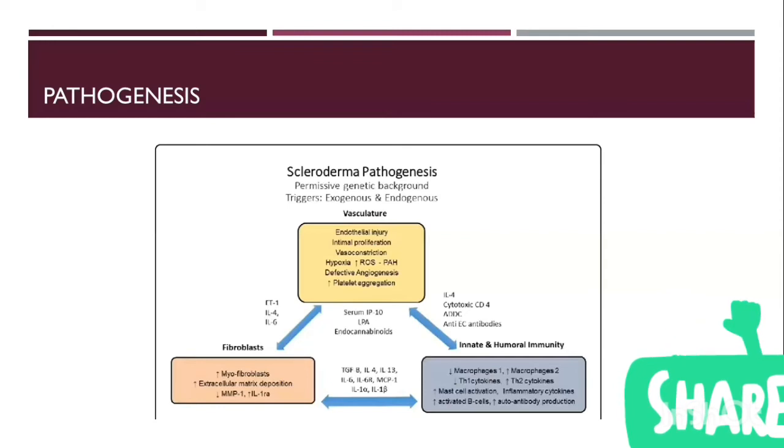There are two types of scleroderma. One is localized and other is systemic. Localized only affects skin, and in systemic, there is widespread inflammation all over the body. It affects the multiple systems of the body.